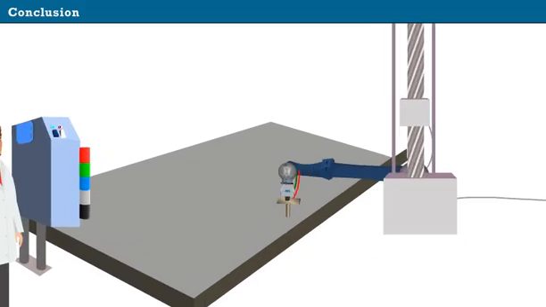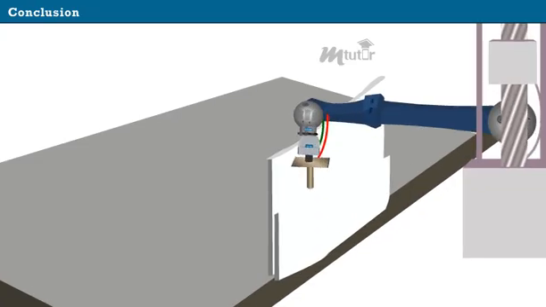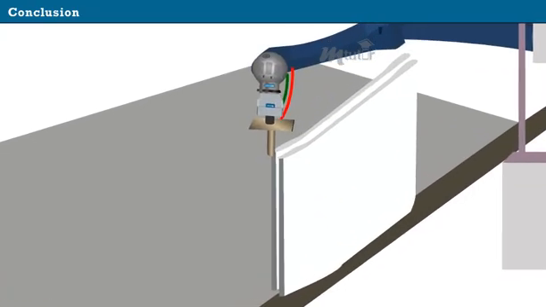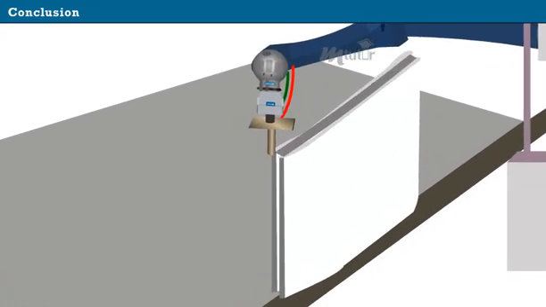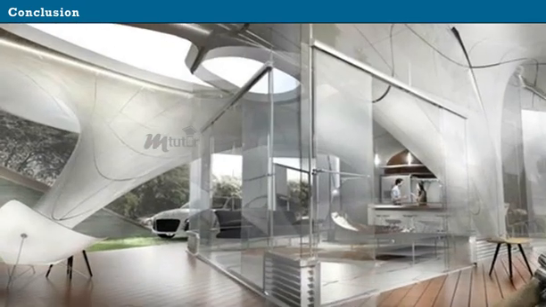Conclusion. Thus, we can conclude that if 3D printing is an option for constructing homes and offices, we can eradicate the practical difficulty, that is, the formation of complex shapes and curvatures that arise in traditional construction.